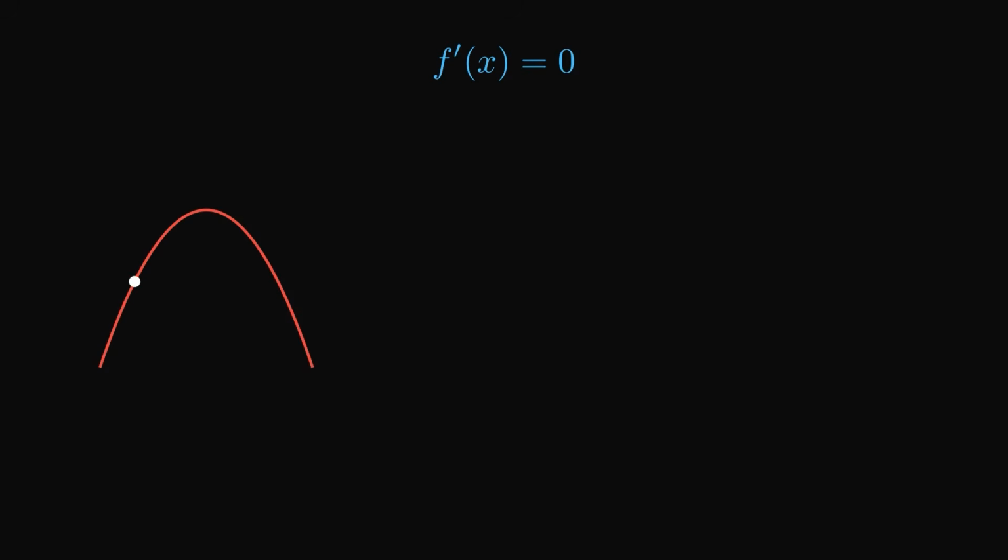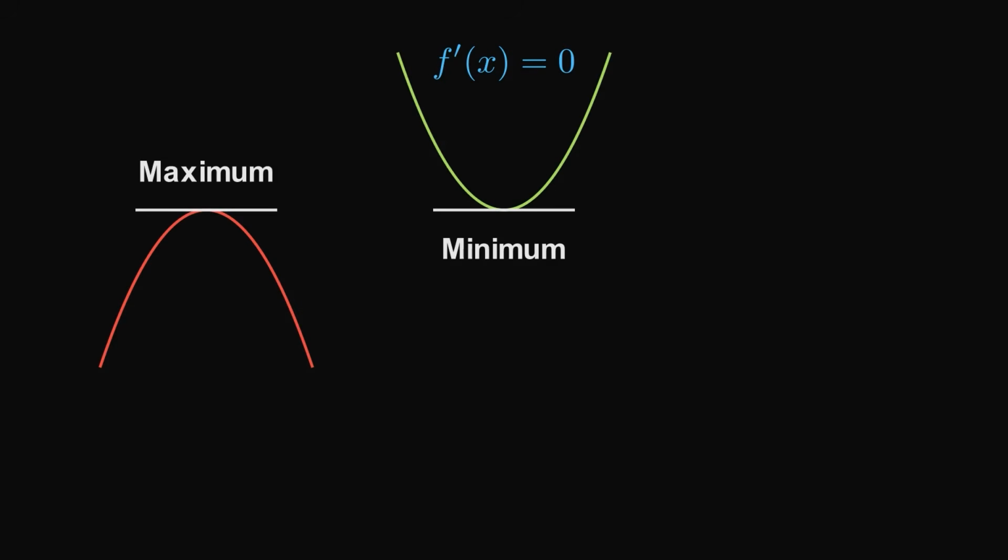We have a maximum where the curve goes up, flattens, and then comes back down. We have a minimum where the curve goes down, flattens, and then comes back up. And then we have a point of inflection where the curve flattens but it doesn't change direction.